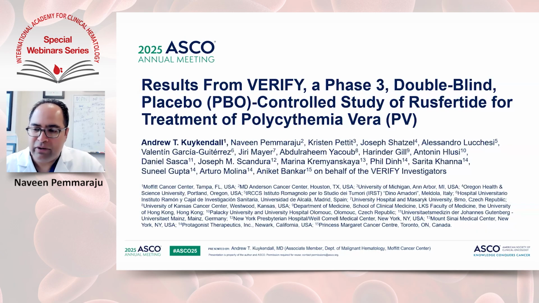The first of the 5 or 6 I wanted to highlight. This is the results of the Verify study. So importantly, this is a phase 3 international double-blind placebo-controlled study of a new drug, rusfertide. So this is a new drug that you haven't heard of yet, PTG-300 rusfertide, for the treatment of patients with phlebotomy-dependent PV, presented by our great friend and colleague, Dr. Kirkendall, on behalf of our group.